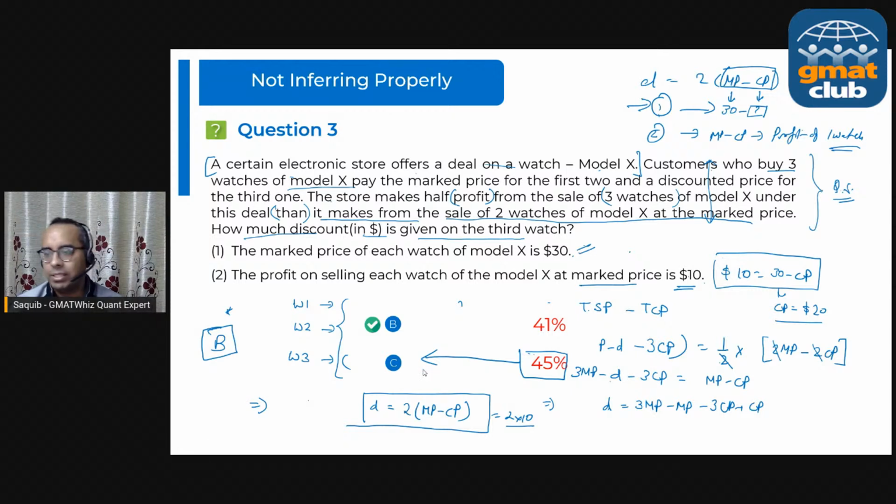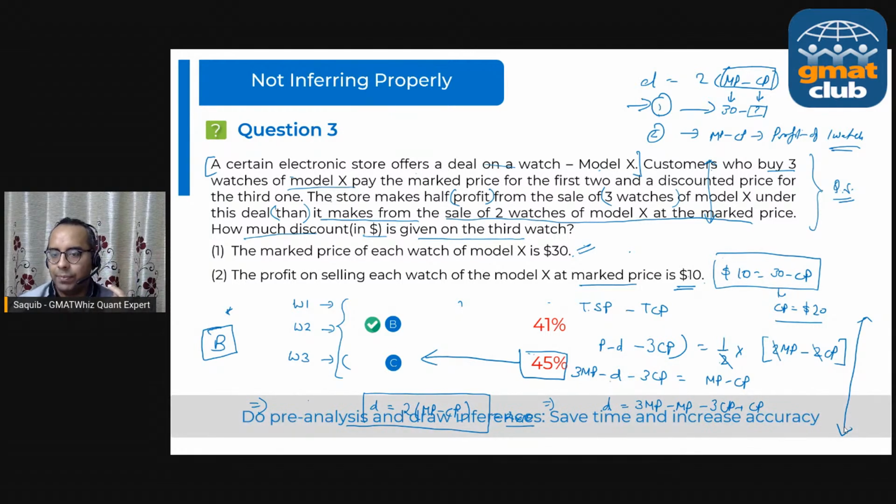Notice the amount of calculation I did. It was hardly 4 lines, right? I just wrote 4 lines out here to do my calculation. A 700-level question, a 4-line question, but everything depended on the inference. If you do not draw the inference, you'll get it wrong.